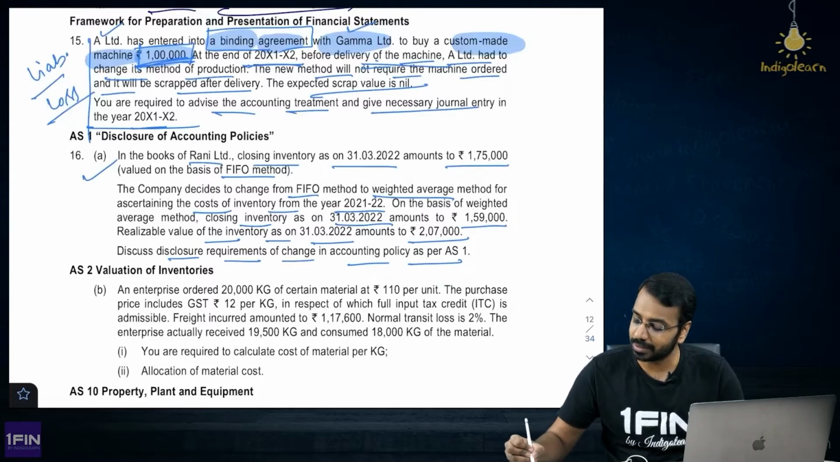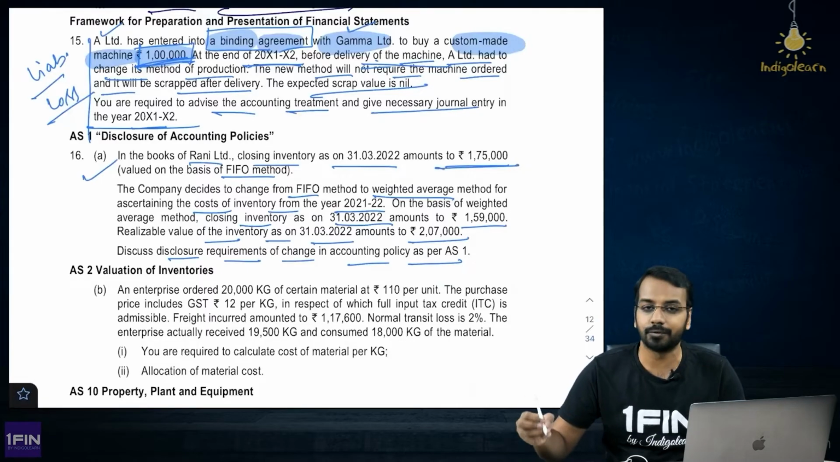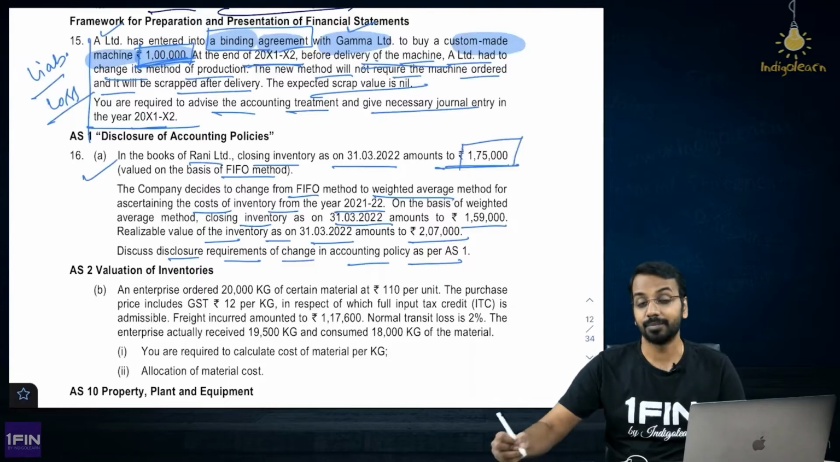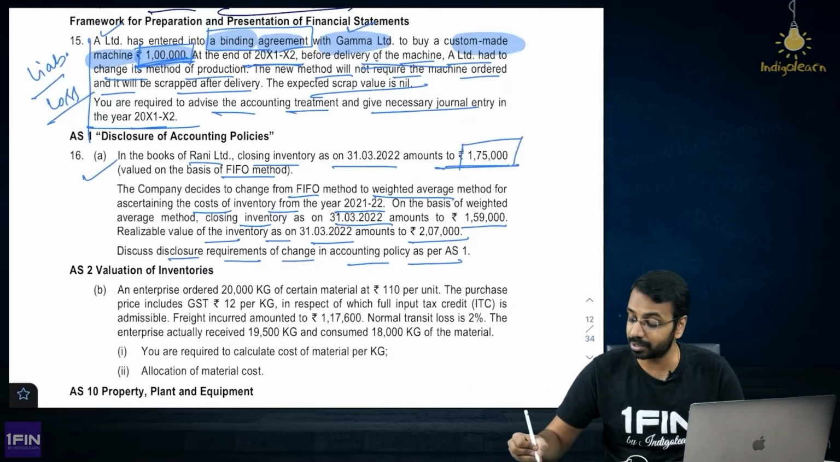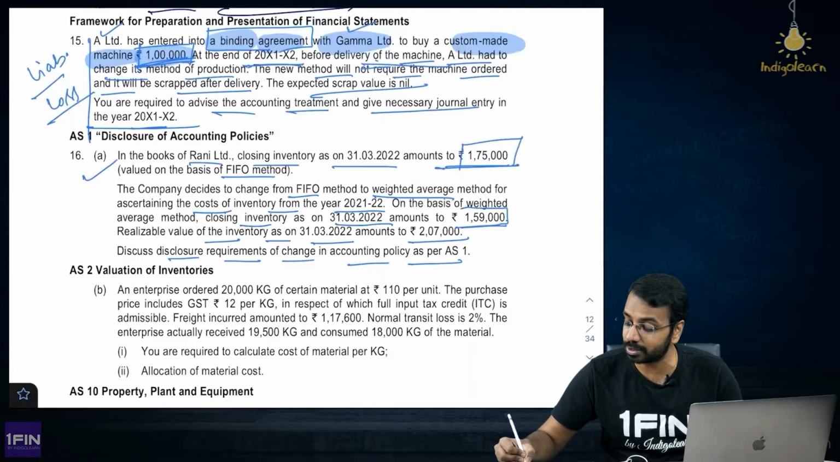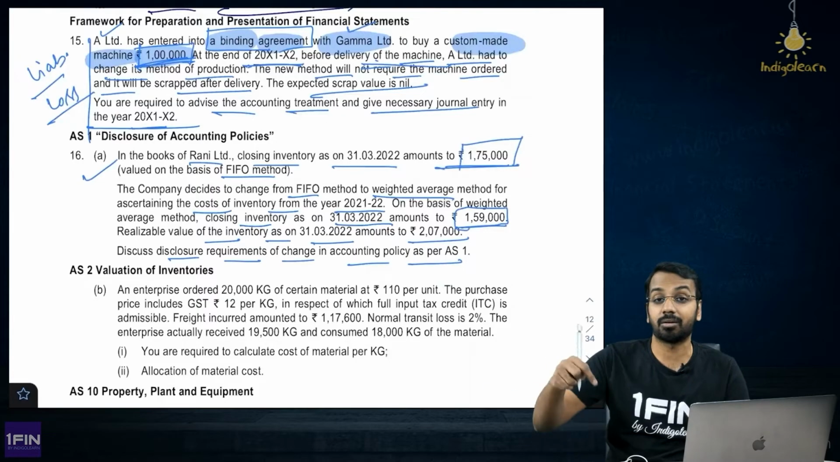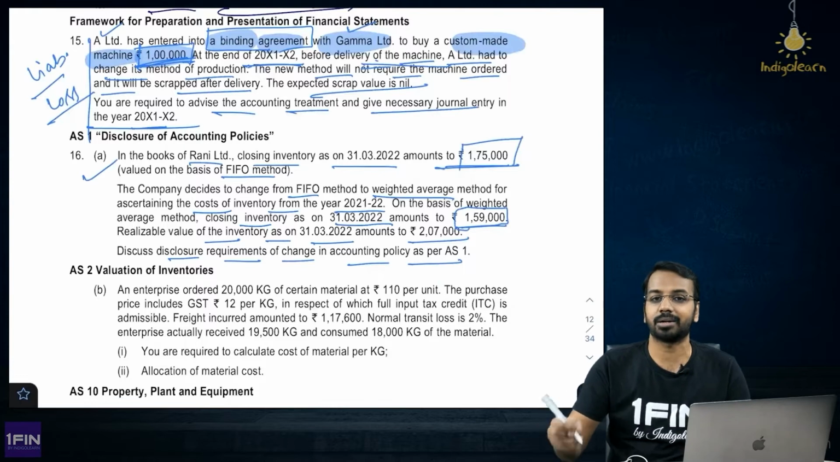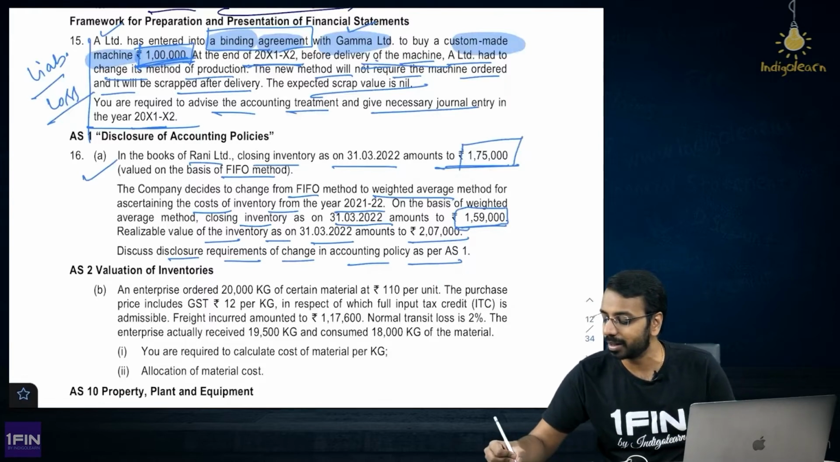Here you will say that earlier the company used to follow the FIFO method at which the value of inventory would be 1,75,000. Now when they change from FIFO to weighted average, the value of inventory is 1,59,000. Means what? The value of inventory has gone down. If the value of closing inventory has gone down, there is a consequent impact on the P&L as well, and the profit for the period is lower by 16,000.